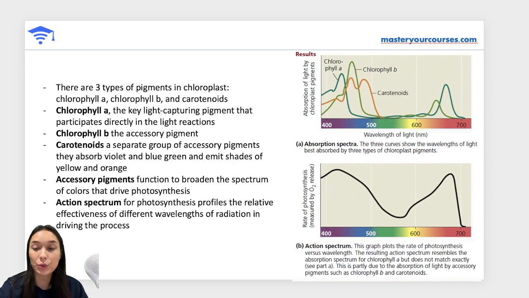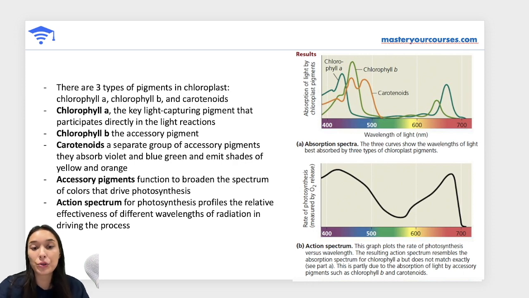So you're going to get a lot of absorption where chlorophyll A is, but you're also going to get other wavelengths being absorbed by your accessory pigments, which include chlorophyll B. So chlorophyll B is this green one over here. Now this one is a little bit shifted over, a little bit better at absorbing blue light, and then you're going to have your carotenoids, which are a separate group of accessory pigments, and they absorb violet and blue-green, and they emit shades of yellow and orange.